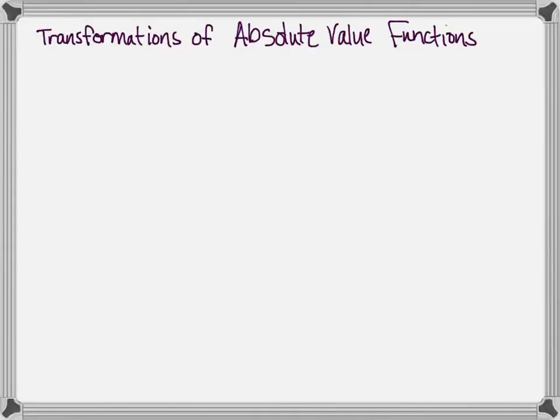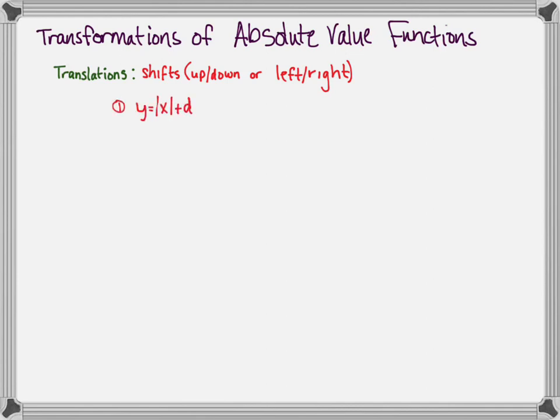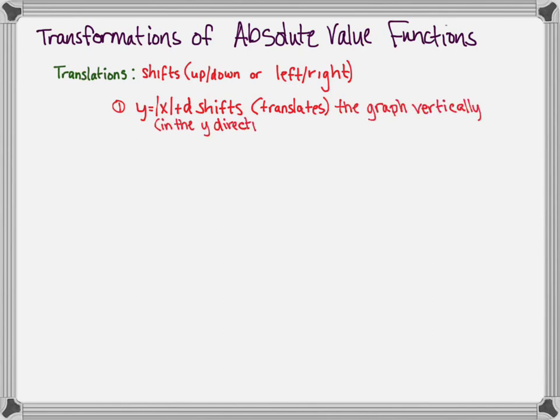Let's look at transformations of absolute value functions. So first let's look at translations. Translations is the mathematical word for shifts, and these can be up or down or left and right. First let's look at the type of the form y equals the absolute value of x plus d. This will shift or translate the graph vertically, meaning in the y direction, d units up if d is positive or down if d is negative.